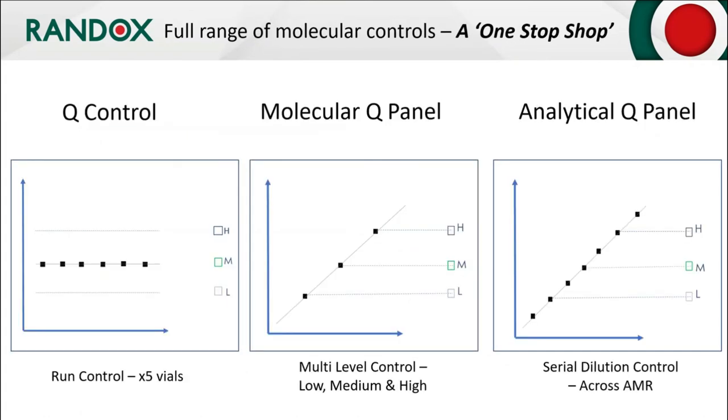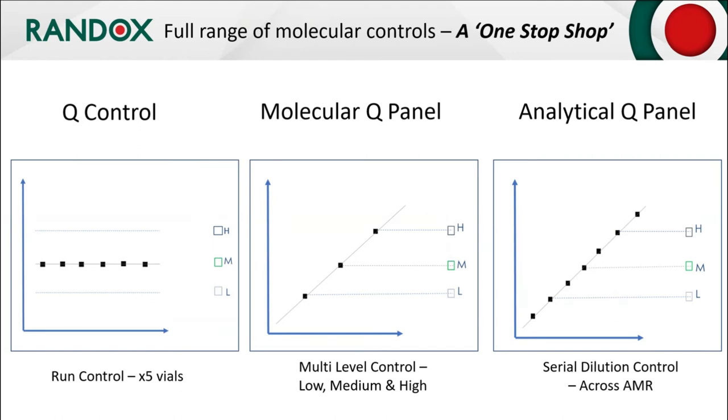So our controls are mainly, not always, but mainly broken down into three different types. We have Q controls, and these are kits that always have 5 vials of a certain volume. They could be 0.5 mil or 1 mil, 1.2 mil, depending on the analyte. They're designed to be used as run controls, so sequentially, once after the other, and trended over time to ensure that you can monitor any shifts or drifts in your assays.